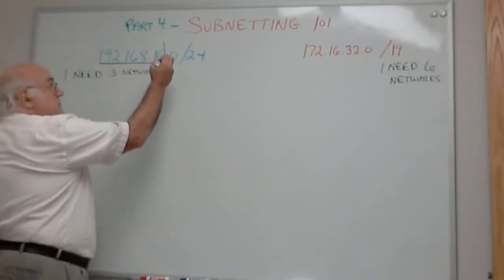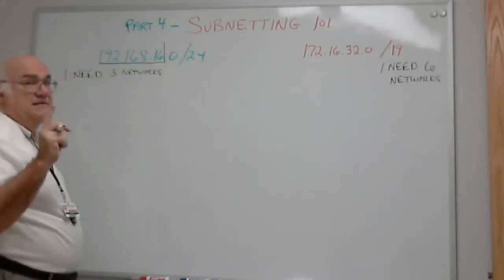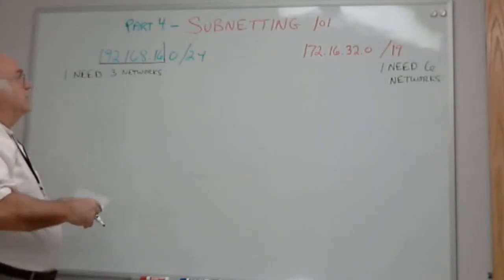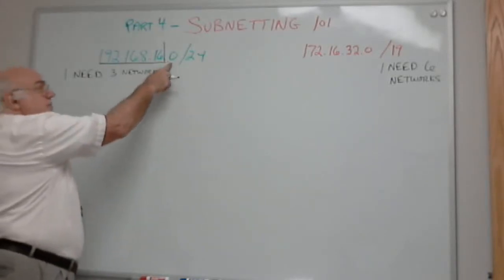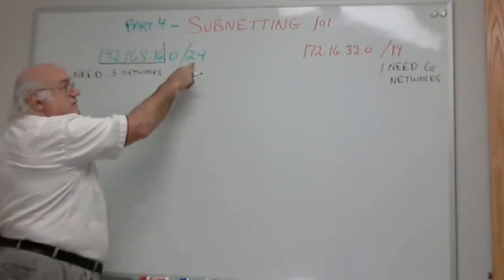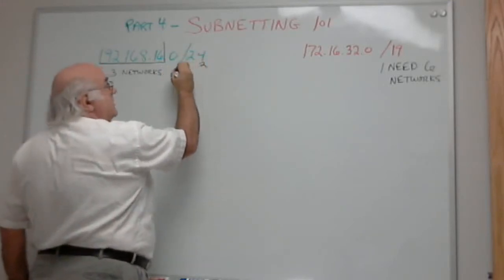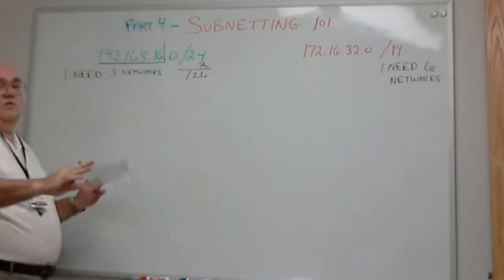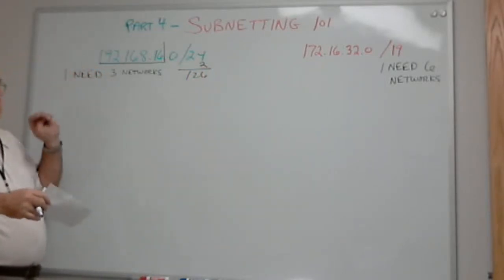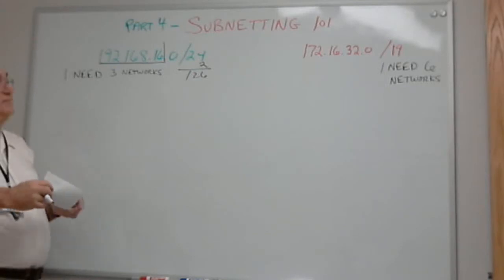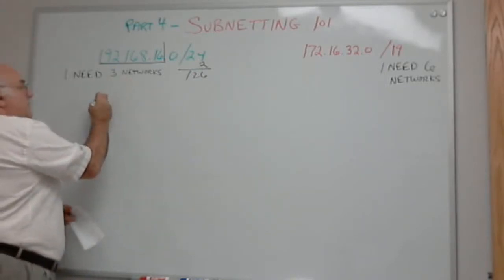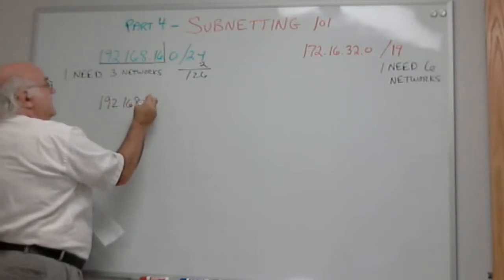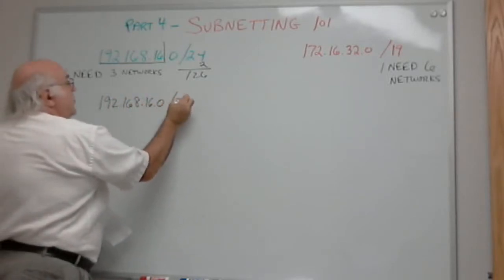So I've got to take 2 bits out of here. By taking 2 bits, I can have 4 different networks. Also, by taking 2 bits, my prefix has jumped to 26. There are no other restrictions involved. I just want 3 networks, and they can all be the same size. My first network is 192.168.16.0/26.